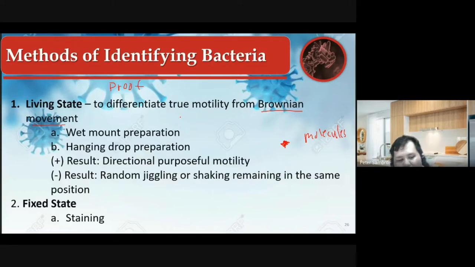Now, if you want to know what true motility is, class, it is characterized by a directional progressive motility. So imagine if this is your bacteria, then every few seconds, you would see a progressive movement. Gumagalaw siya, class, from one position to another. And then another way to visualize your bacteria in a fixed or dead state would be staining. Now, your living state, class, can be done via wet mount preparation and hanging drop preparation. So let's discuss them one by one.